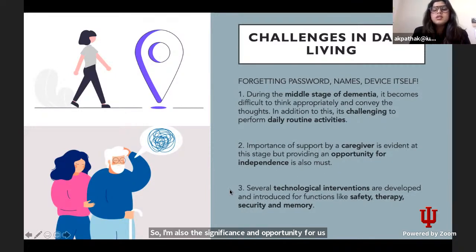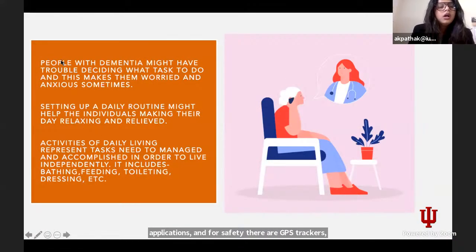Now, several technology interventions have been developed and already exist, introduced for functions like safety, therapy, security, and memory. For memory, there are several reminder-type technologies. For security, there are fall detection technology, motion sensors, and bed alarms. For therapy, there are music applications, and for safety, there are GPS trackers, which we'll talk about now.